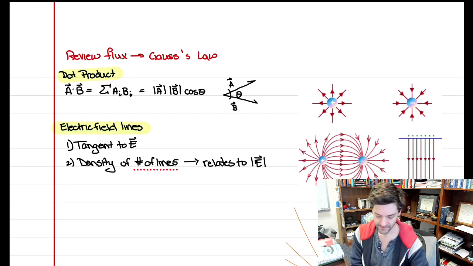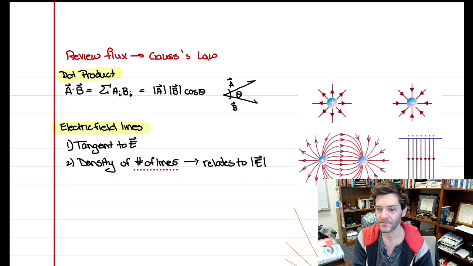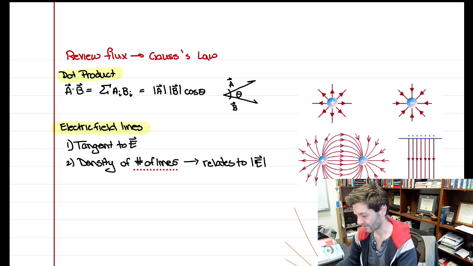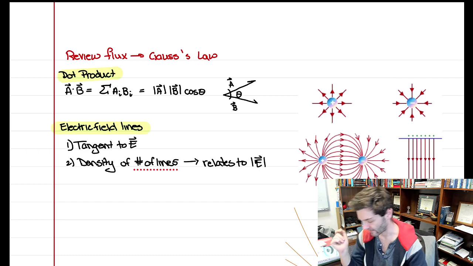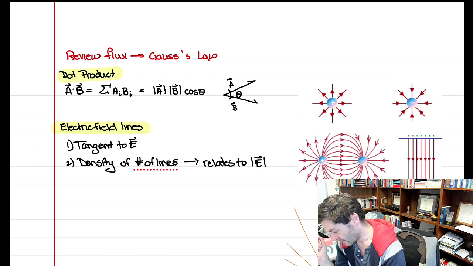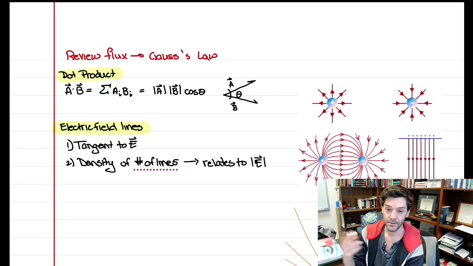But to do that, we need to understand what electric flux is. So let me recap a few of the ideas we need and then give a motivator. Let's start with the idea of the dot product. We're going to need the dot product.